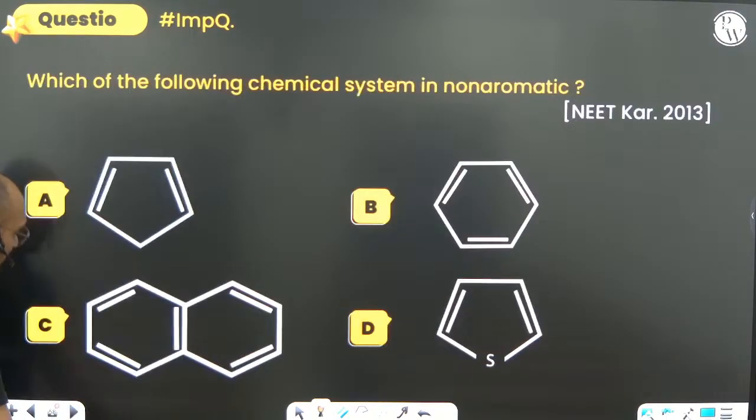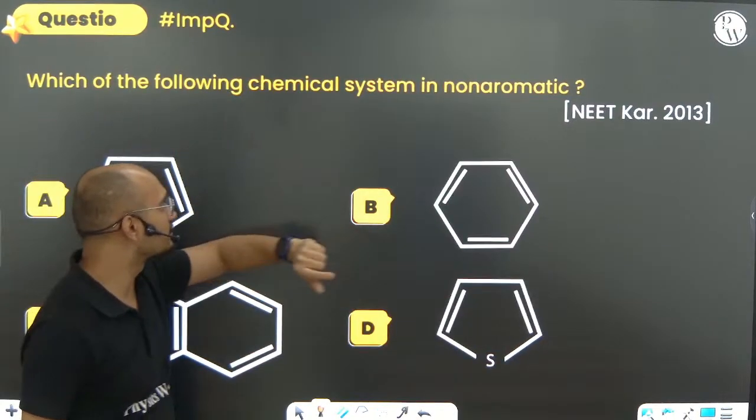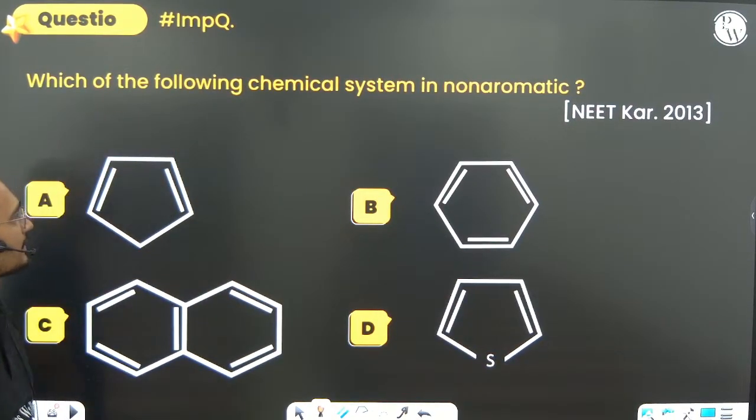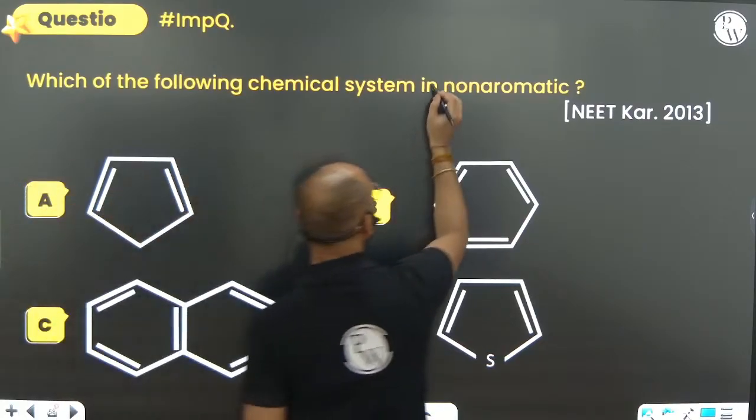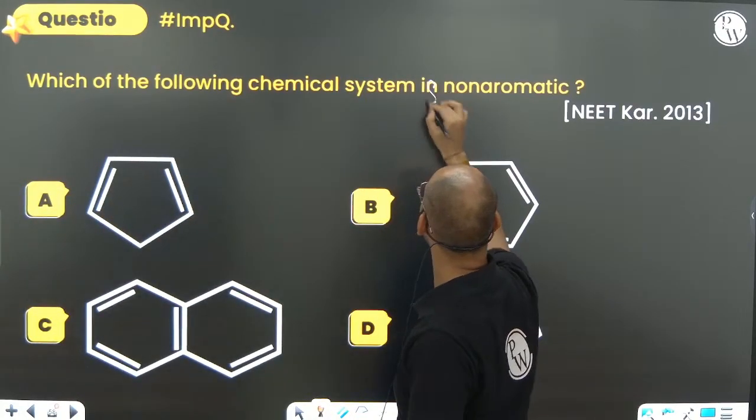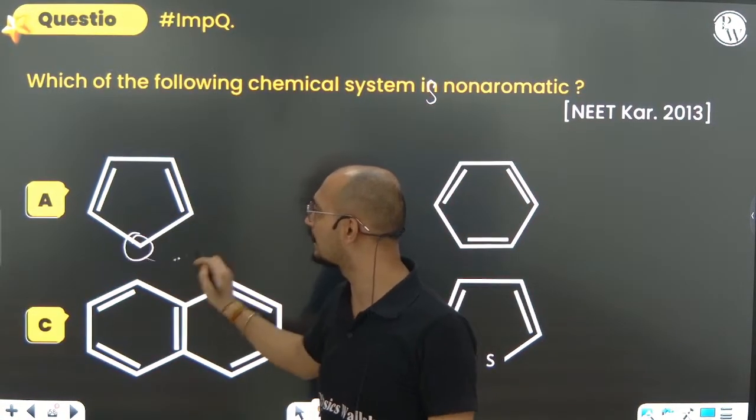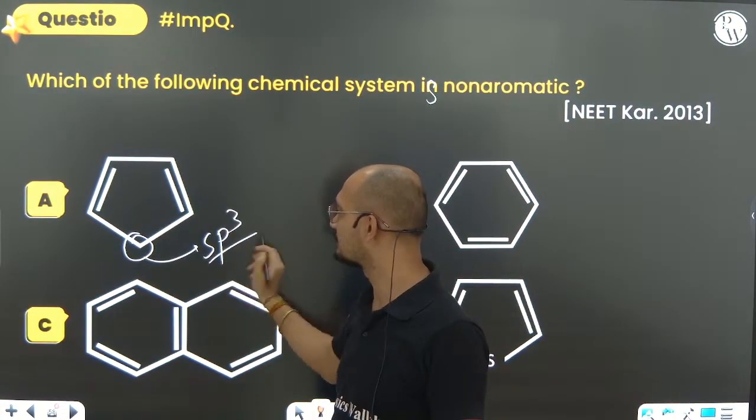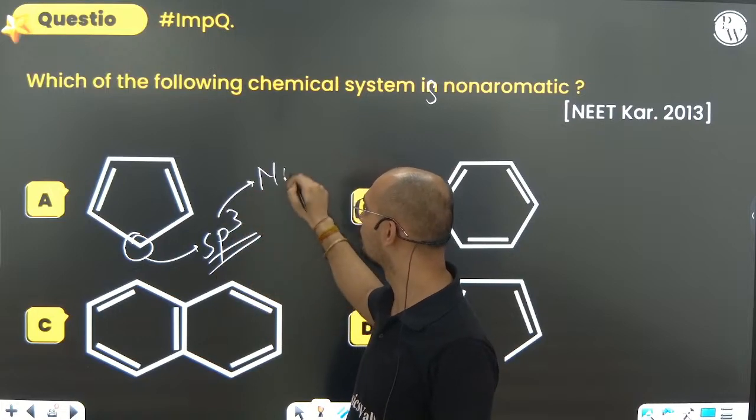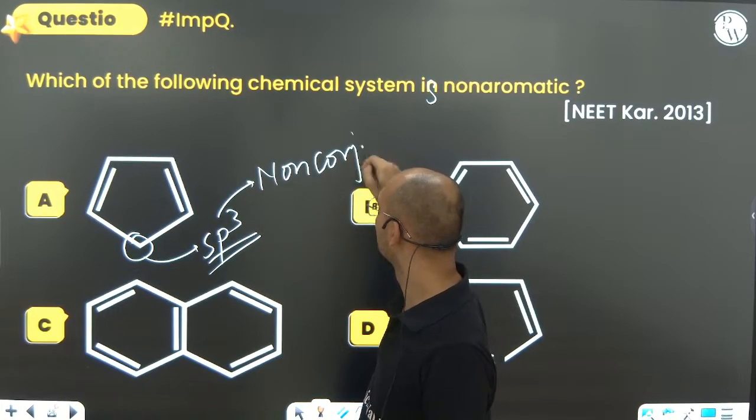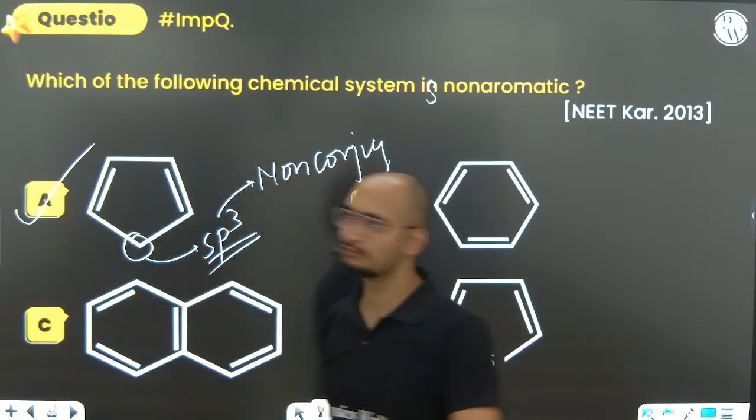Next आगे बढ़ो, which of the following chemical system is non-aromatic? Can you see this, is it aromatic or non-aromatic, can you see this part, it is sp3 hybridized, because it is sp3 so no conjugation, if it is no conjugation so option A is the correct option.